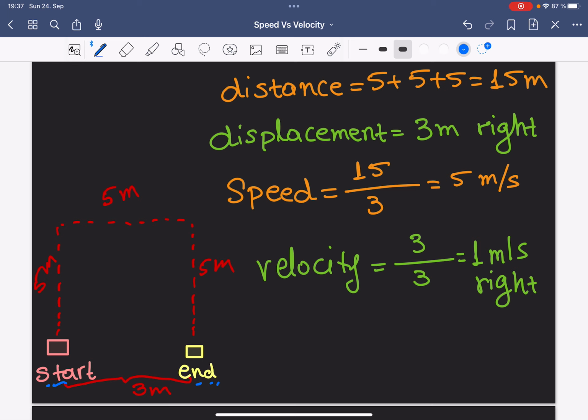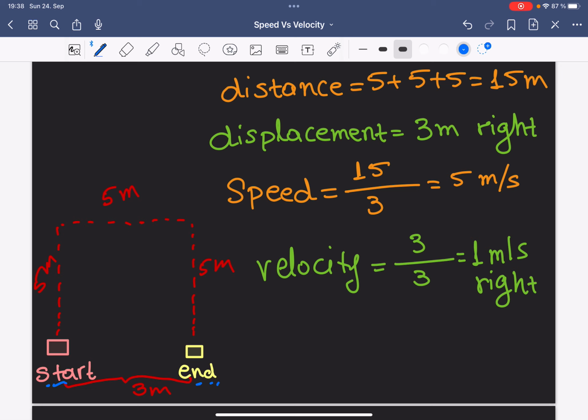And by the way, I just realized a mistake I've made. That's absolutely fine. That's what happens when you're quite new to this, so we'll see it together. So for this journey from start to end, what is the distance traveled?